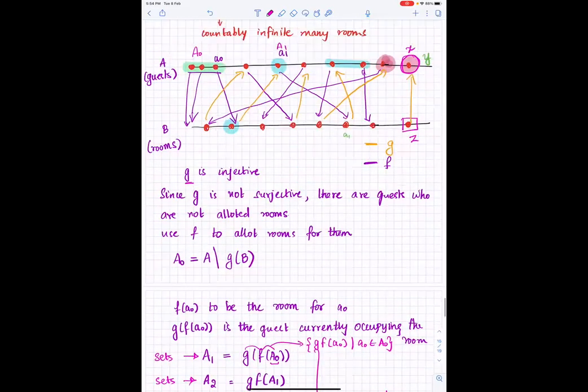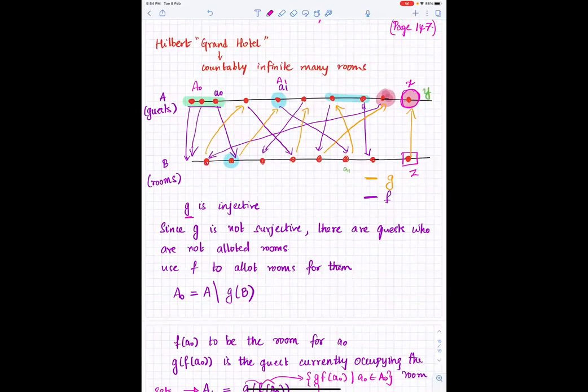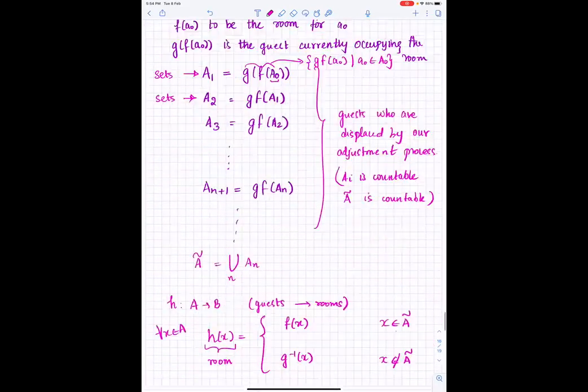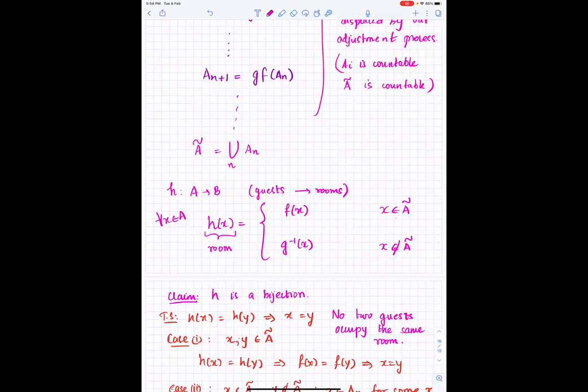Yeah. So otherwise, what could I have done to convince you that this process is right? I could have just described the function h and then proved that it's a bijection. But then you wouldn't have any clue why h is defined the way it is.